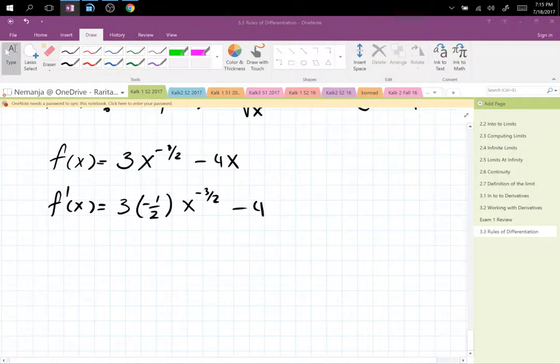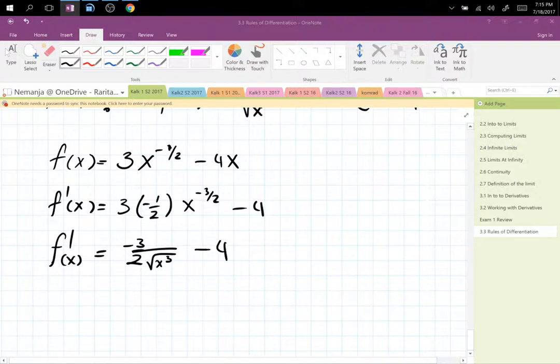So now if you want to simplify this, and you should, the first derivative is going to be negative 3/2, and then you have square root of x cubed in denominator, and then minus 4.